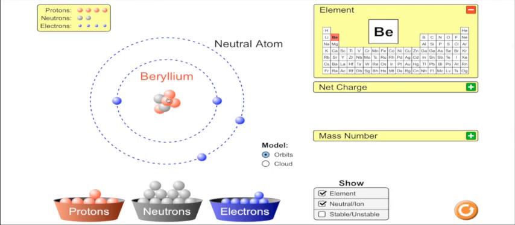And then we have the surrounding shells, and the shells contain electrons. Electrons are negatively charged and they are found rotating in the shells. The first shell will only take a maximum of 2 electrons, while the other shells will take a maximum of 8 electrons.